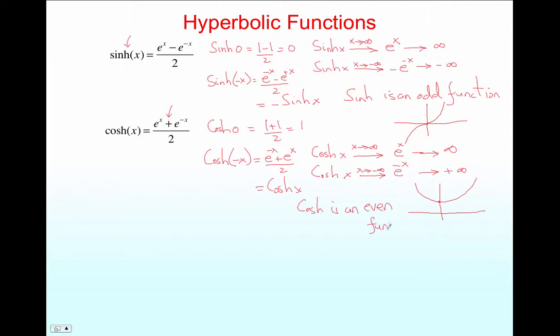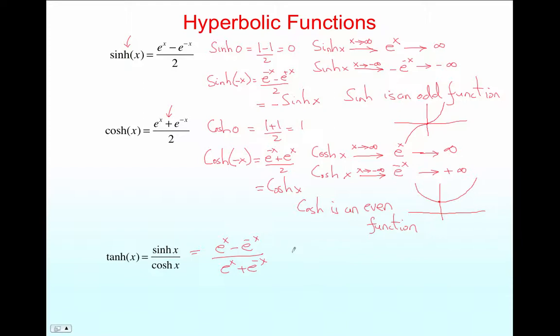That's very different from sine of x. Let me now also define a third hyperbolic function. And just like we define tan is equal to sine over cos, we're going to define hyperbolic tan, it's also called tanh, as sinh divided by cosh. And if you just put in the definitions from above, this is e to the x minus e to the minus x divided by e to the x plus e to the minus x.